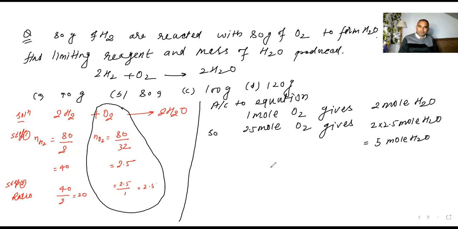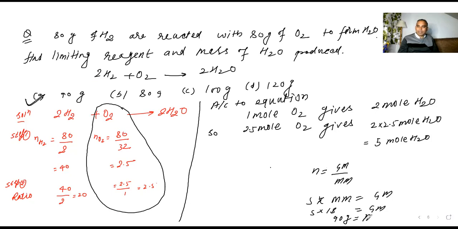I think it's A. Yes, A is the correct answer. You're super brilliant. Given mass: 5 into molar mass is equal to the given mass. So 5 into 18 is equal to the given mass, so 90 gram. That is going to be the amount. Are you able to understand this?